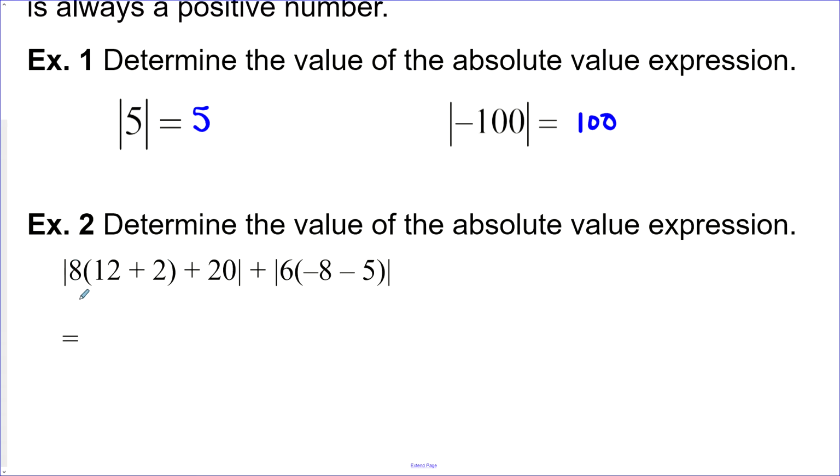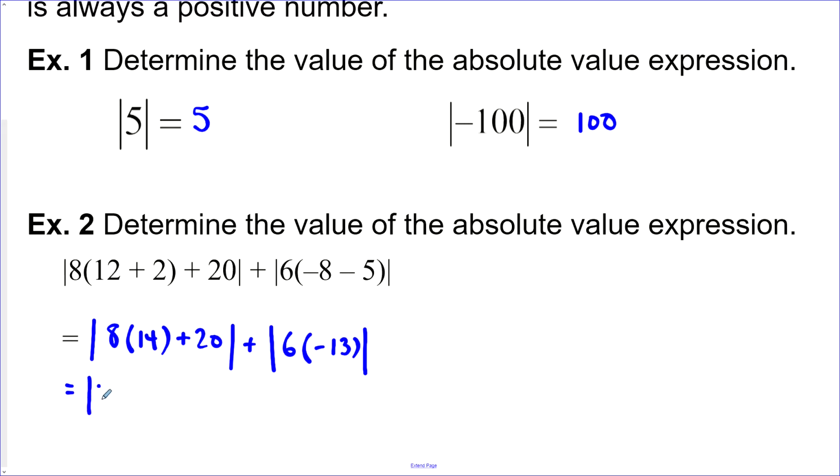Now remember, absolute value works like brackets, so we follow our regular BEDMAS rules. Let's evaluate what's inside the inner brackets first. So 12 plus 2 is 14. And on this side, negative 8 minus 5 is negative 13. And 8 times 14 is 112. And 6 times negative 13 is negative 78.